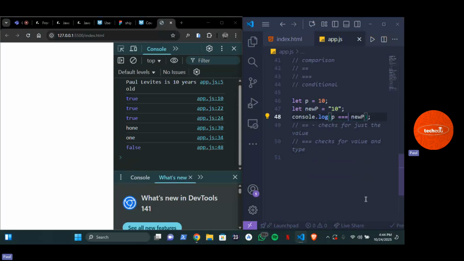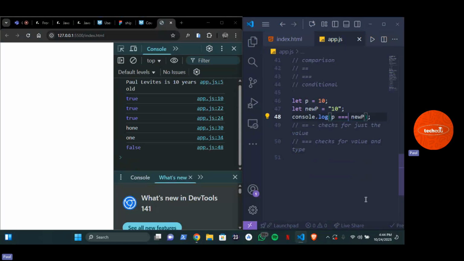Sometimes you might make a mistake. If you use double equals, you won't get any error, and you feel like, okay, you're not getting any error. But if you use triple equals, you get an error saying the types are not the same. So you need to make sure that both of them are of the same data type.